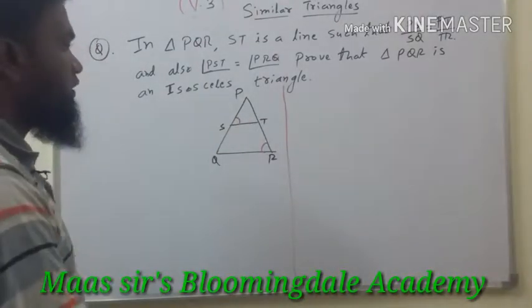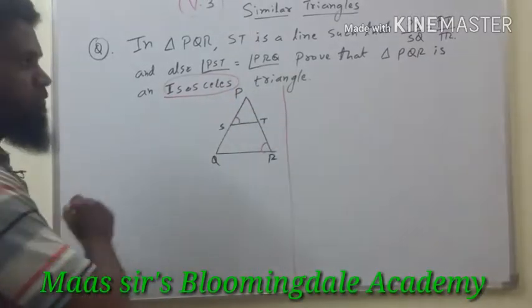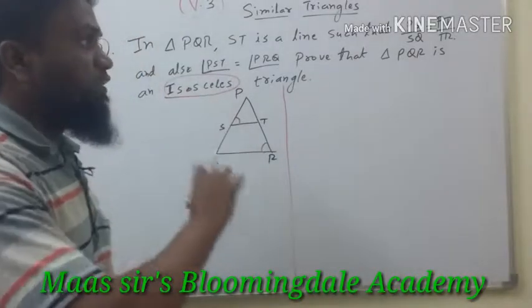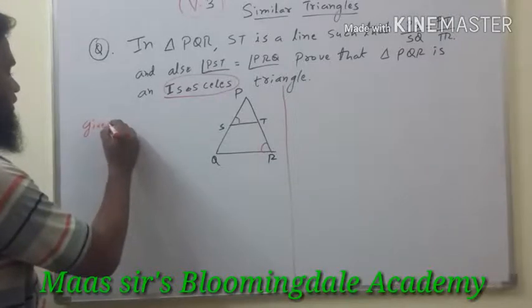Now what do you have to prove? You have to prove that the whole triangle PQR is an isosceles triangle. So first of all, whatever is given in the problem, you have to copy down. Understood? So let us start the solution.